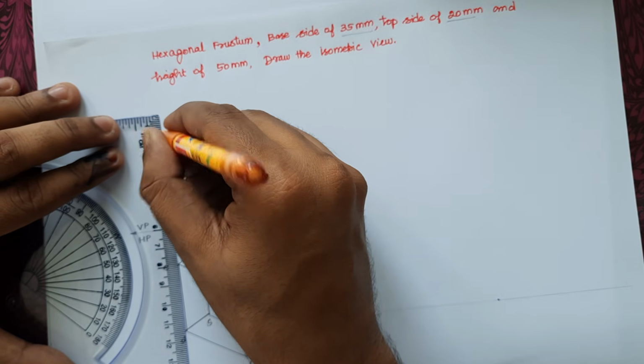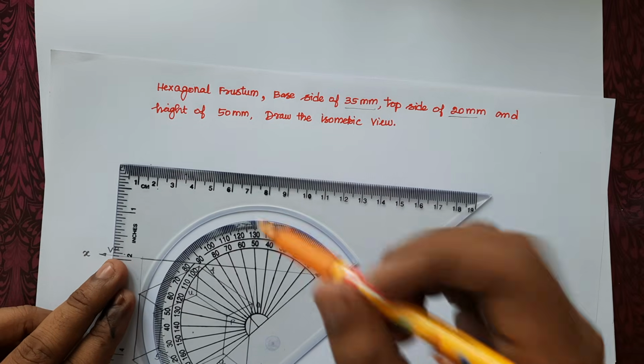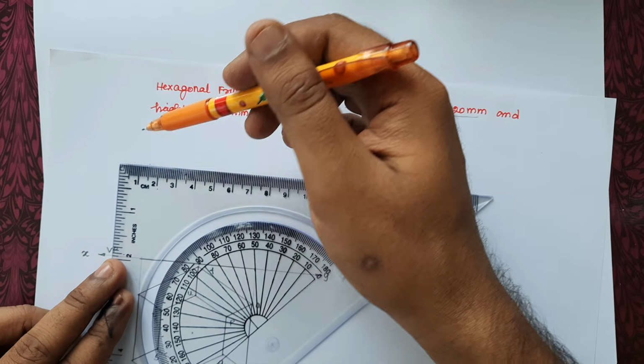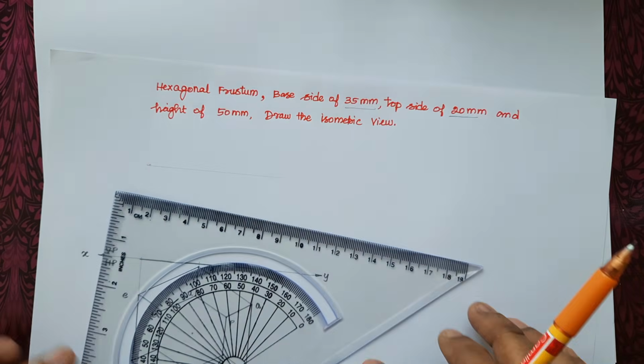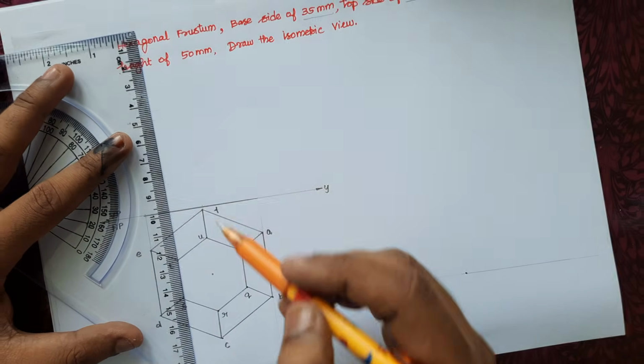6 to 1. 50 mm. So 50 mm above, I need to draw a horizontal line, which will be the top hexagon portion. And after that, I need to draw projector lines from the top hexagon.